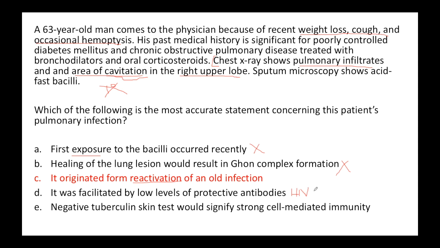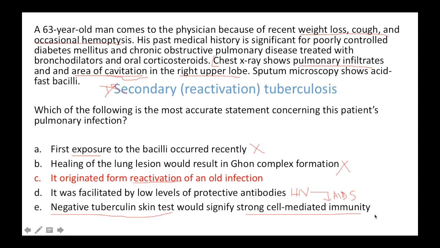Low levels of protective antibodies, you'd be concerned with immunocompromised patients, as well as here, specifically in AIDS patients. This is where that note I was talking about earlier came in, that you can have a negative tuberculin skin test with severely immunocompromised patients, as well as those with a very strong cell-mediated immunity. And just so you know, cavitation, secondary tuberculosis. And that is all I have for you guys.